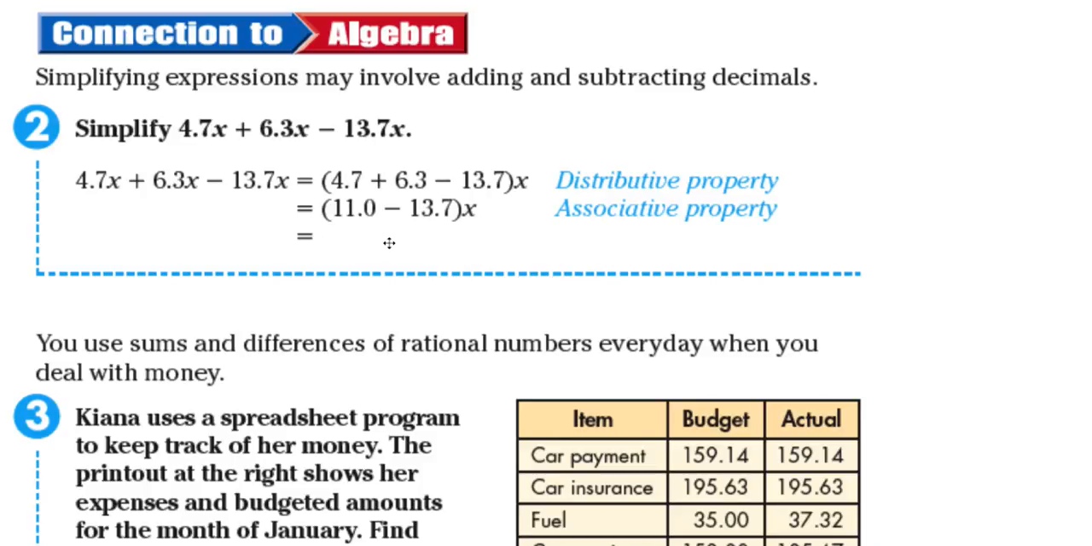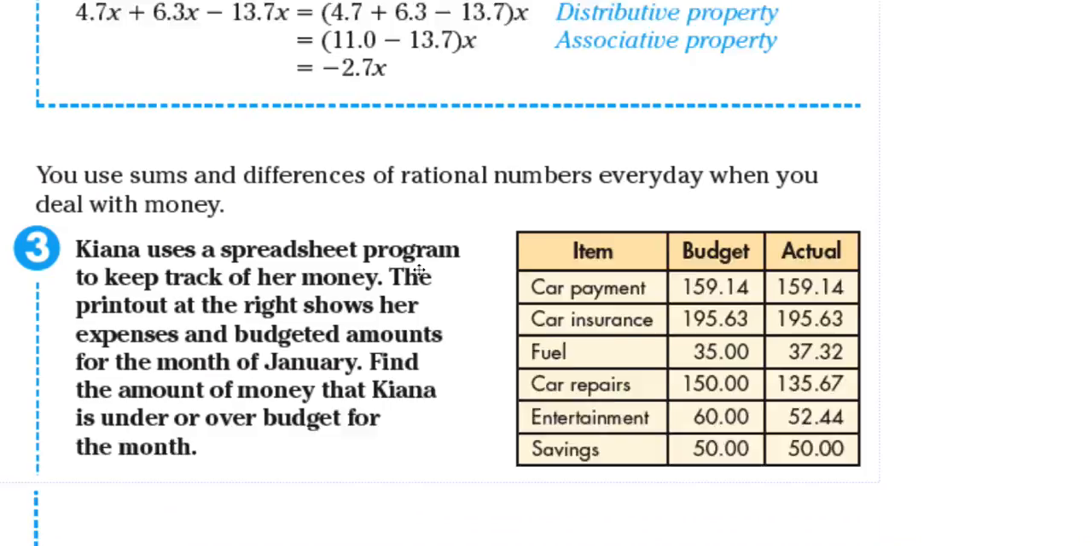And if you notice, 13.7 has a sign of negative, and we're subtracting. So according to our rules, we need to subtract and keep the sign of the higher number. If we subtract the smaller number, which is 11, from 13.7, we end up with 2.7. But we know that 13.7 is negative, and 13.7 is the bigger number, so we put a negative 2.7x.